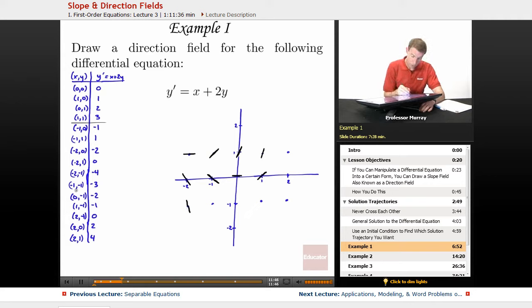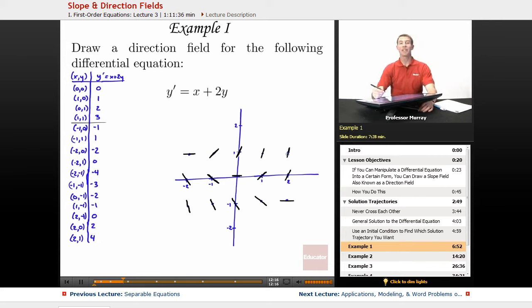Negative 1, negative 1 gives me a slope of negative 3, still pretty steeply downhill. 0, negative 1 gives me a slope of negative 2. 1, negative 1 gives me a slope of negative 1, so it's not so steep anymore. And 2, negative 1 gives me a slope of 0, so that's horizontal. 2, 0 gives me a slope of 2, pretty steeply uphill now. And 2, 1 gives me a slope of 4, so very steeply uphill.